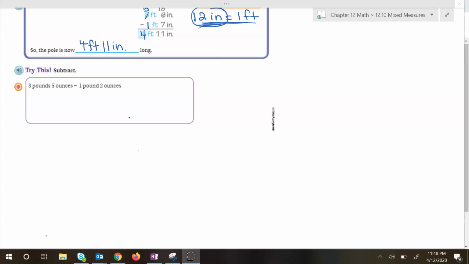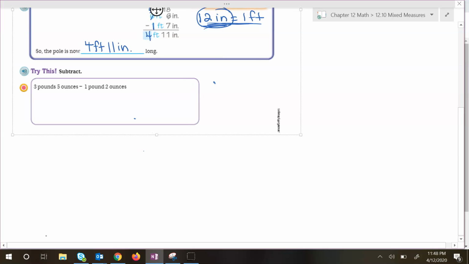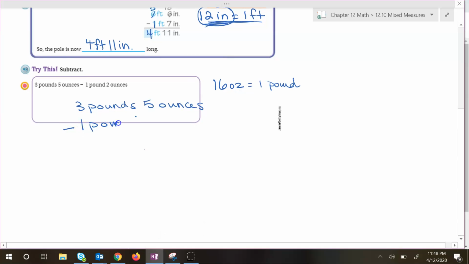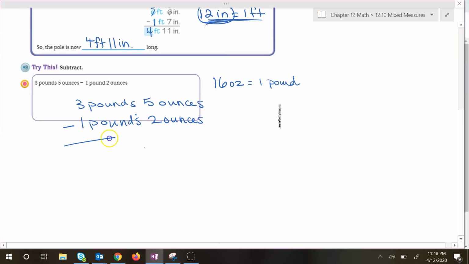All right, so on this next one, remember that if you need the conversion, which it doesn't look like we might, but that 16 ounces equals 1 pound. Now, let's set this up. 3 pounds, 5 ounces, subtract 1 pound and 2 ounces. Now we only need this conversion over here if we need to regroup. So we have 2 ounces and 5 ounces. 2 is smaller than 5, so we don't need this right now, which is awesome.